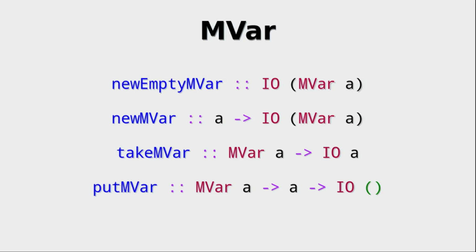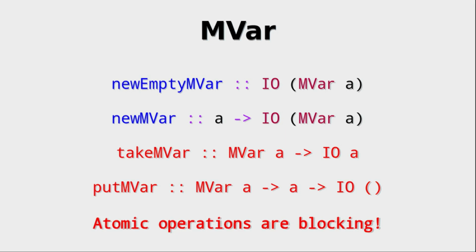So, what functions do we have in order to work with MVars? Well, we have newEmptyMVar and newMVar that create a new MVar. It's either empty or already filled with some data. And then there are the atomic blocking functions, takeMVar and putMVar. takeMVar, of course, takes the data out of it, and putMVar puts some data into it.